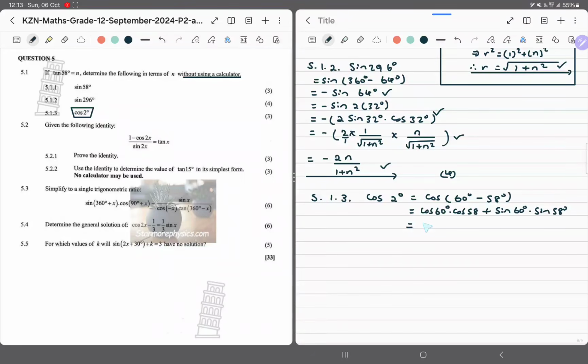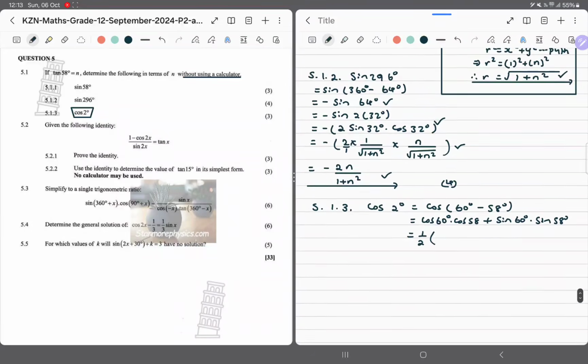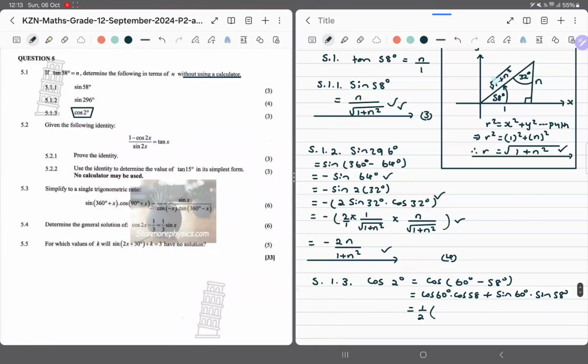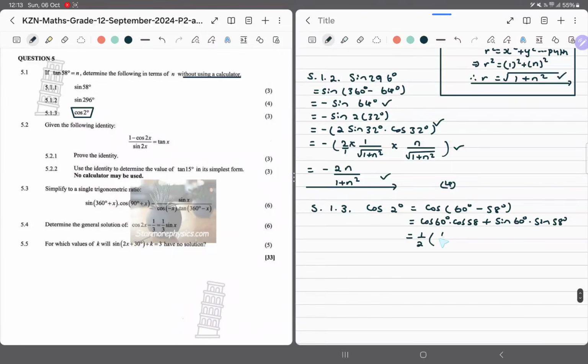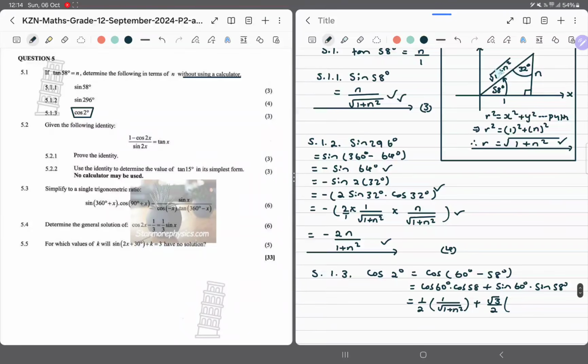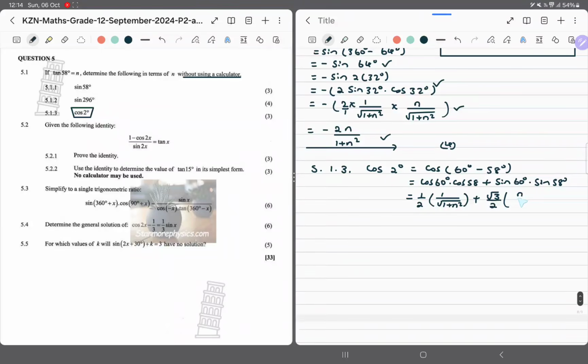Now what do we do? Cos of 60 is a half from special angles, times cos of 58, which is 1 over the square root of 1 plus n squared. Okay, so that's it. Plus sine of 60 from special angles is root 3 over 2, times sine of 58, which is n over the square root of 1 plus n squared.